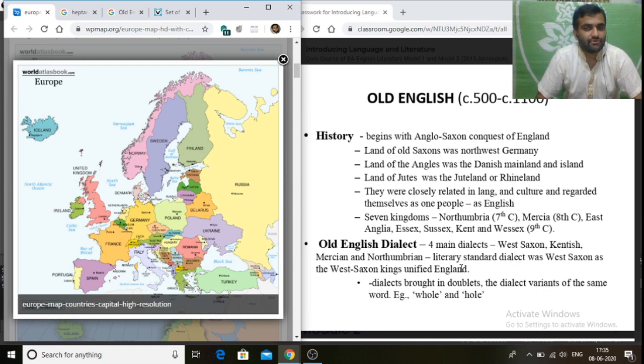Now let's look at the history of the Old English period. It begins with the Anglo-Saxon conquest of England. Before I move on to that, I think I should tell you about the earlier inhabitants of Britain.